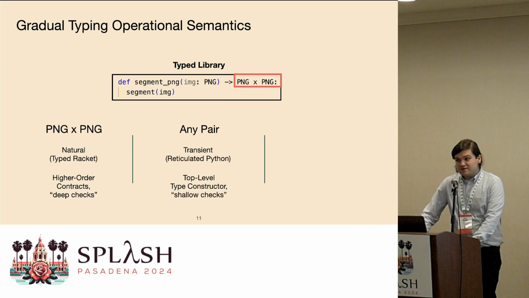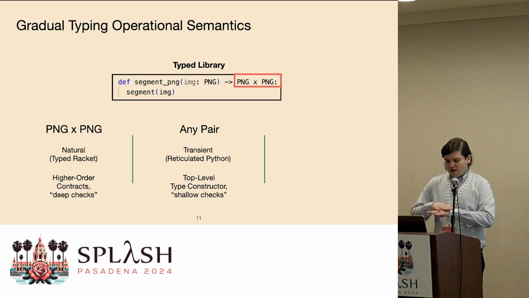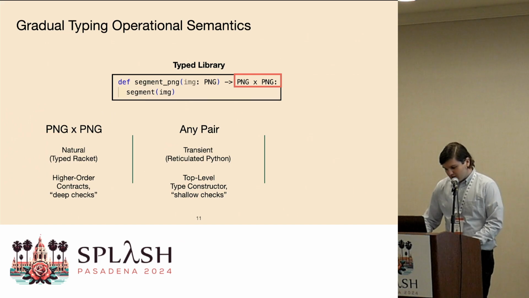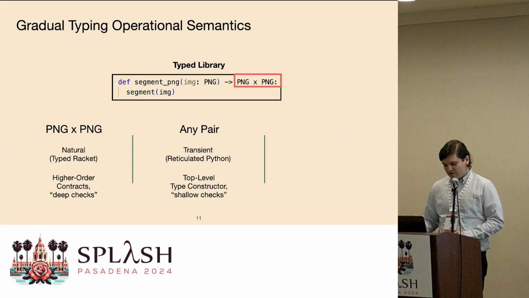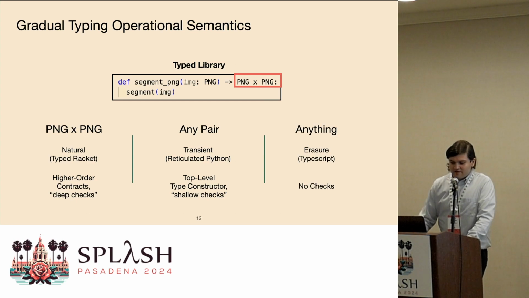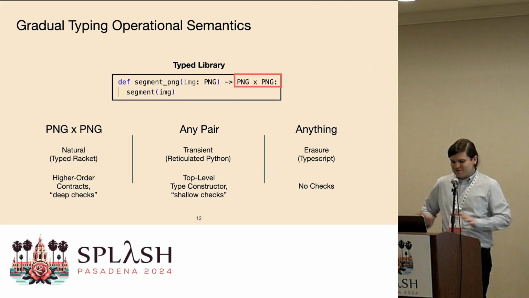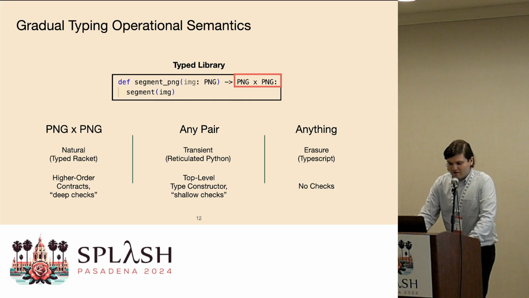There's another semantics called transient, implemented in a system called Reticulated Python, and they just check the top-level type constructor, just shallow checks, but they make sure they check enough so that they can ensure safety. So in that case, the user only knows that they're going to see a pair, but they know when they do more stuff with it, every interaction will be safe. And finally, there's erasure, implemented in TypeScript, and this is just the case where you have no checks and the user sees this as documentation, but they have no dynamic guarantees that they actually will see a pair of PNGs.